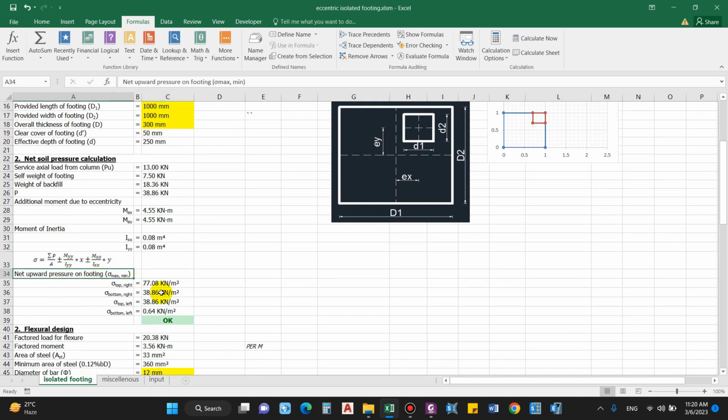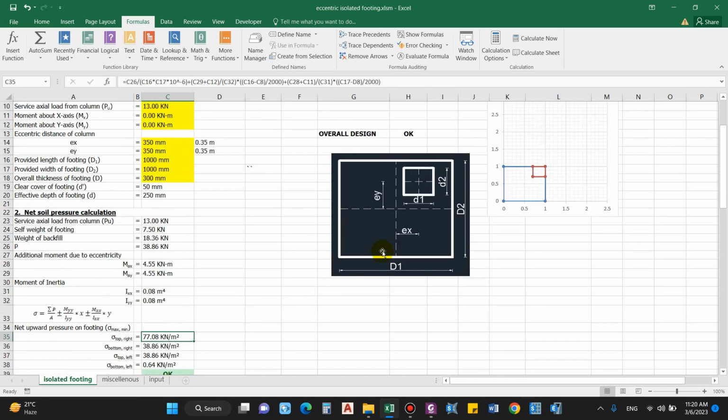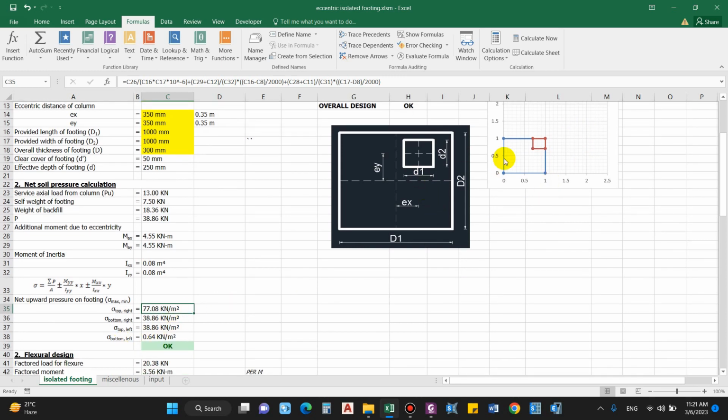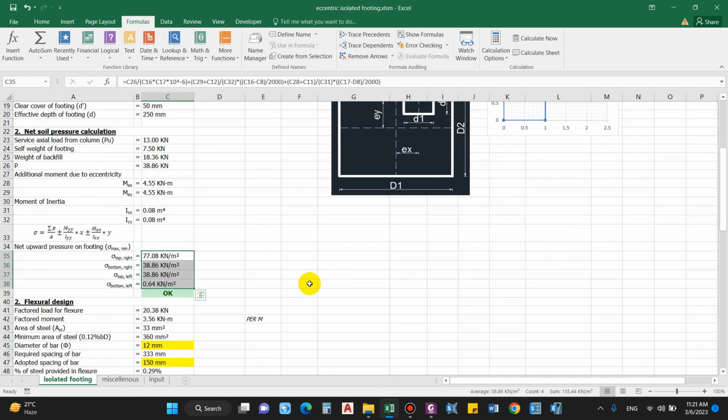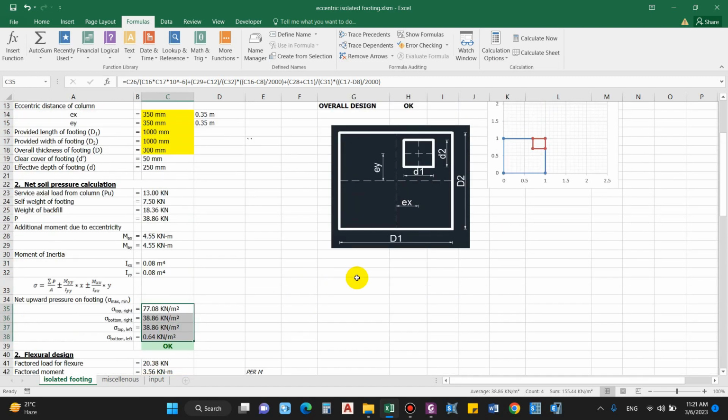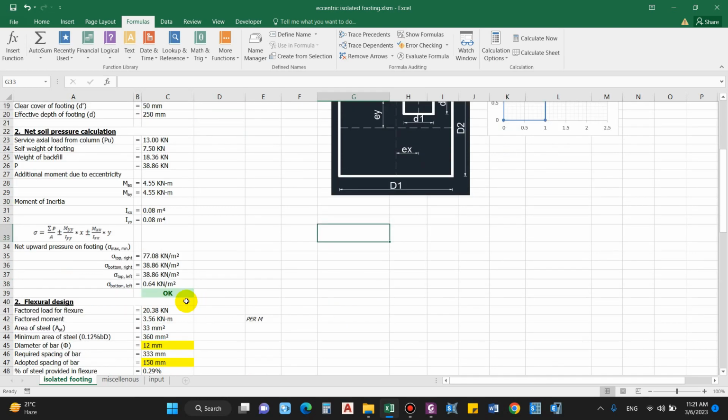So net upward pressure on footing, we'll compute for four corners, 1 2 3 4, and here you can see sigma top right, so this is the maximum value, so we can automatically get an idea that this is the point where the axial load is concentrated. And similarly, in the bottom left, it will have the minimum, and make sure this value should not be greater than the allowable bearing capacity and should not be less than zero to avoid tension, because soil is very bad in tension. So it is greater than zero, so it is okay.